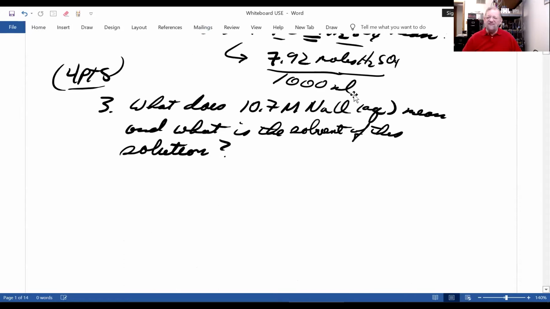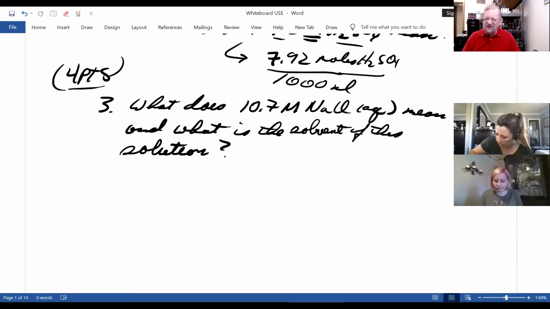All right, time for Dr. White to decode his handwriting. What does 10.7 capital M NaCl(aq) mean? And what is the solvent of this solution? I'm going to let you try this one too. Boy, am I a nice person sharing all the fun.